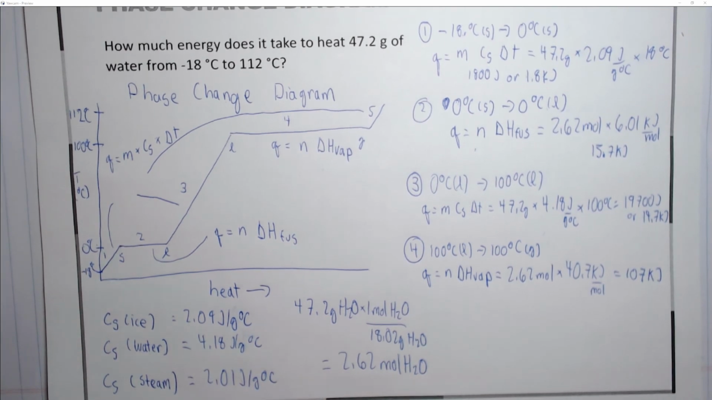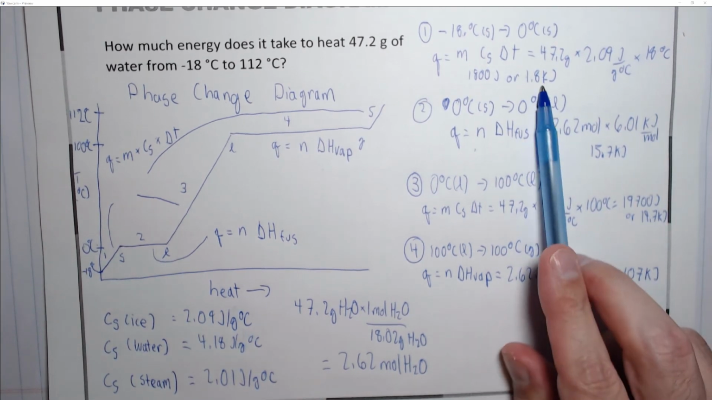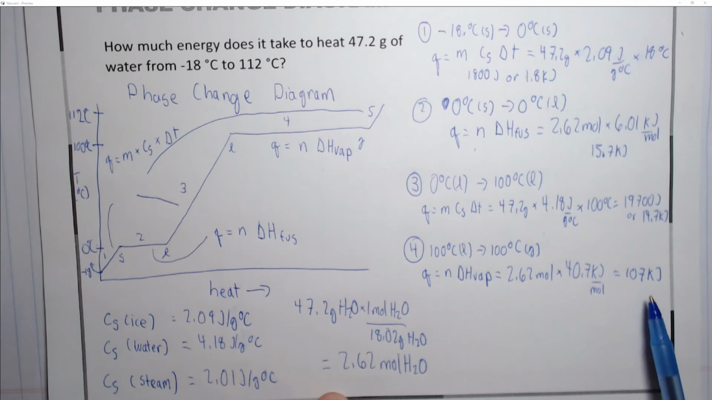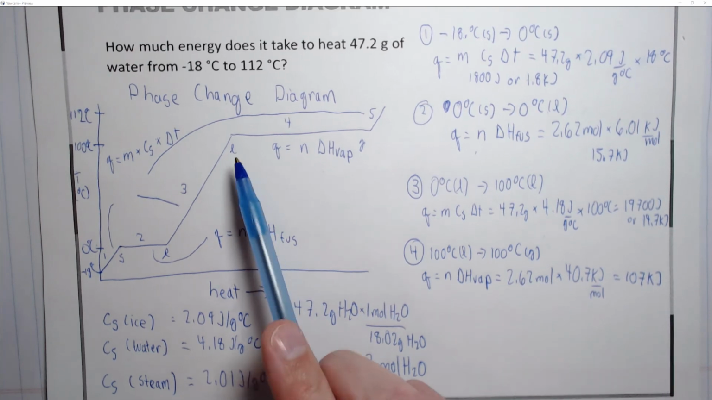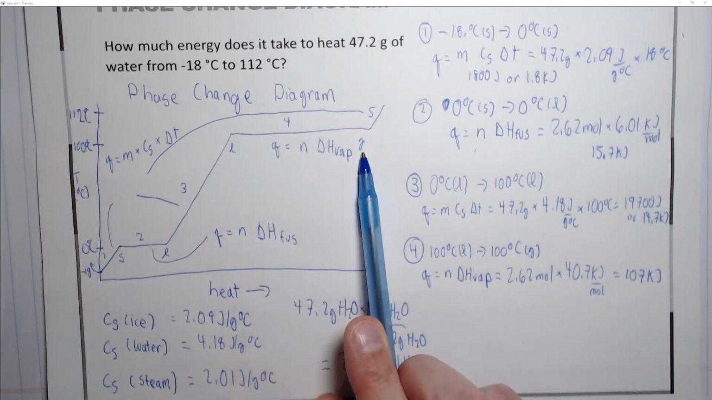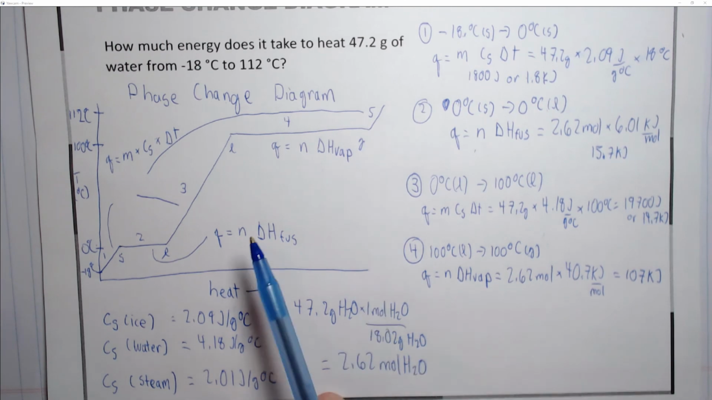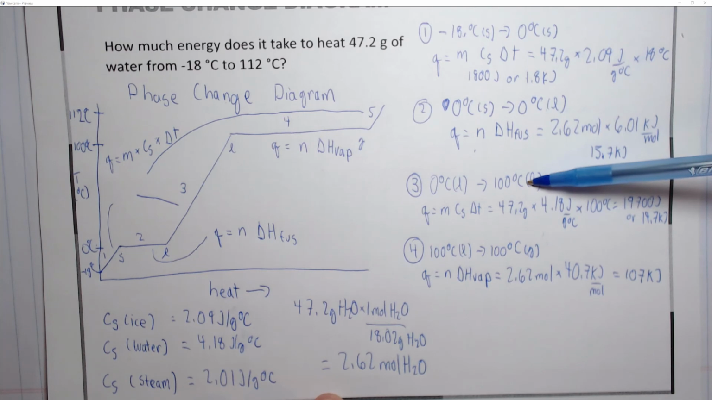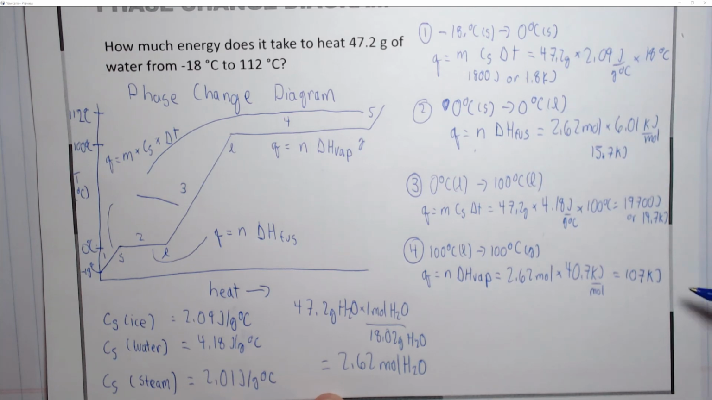Something interesting to point out. If I add up 1.8 kilojoules, 15.7 kilojoules, and 19.7 kilojoules, they're far less than 107 kilojoules. Said another way, it takes more energy to vaporize the water than it does to heat the water from -18 to 100 degrees as a liquid. So it takes a lot more energy to vaporize it.